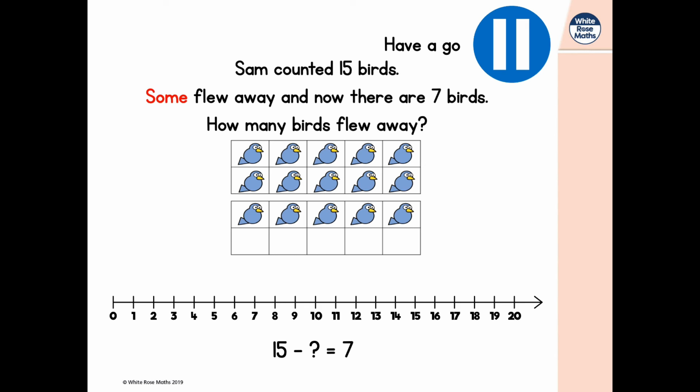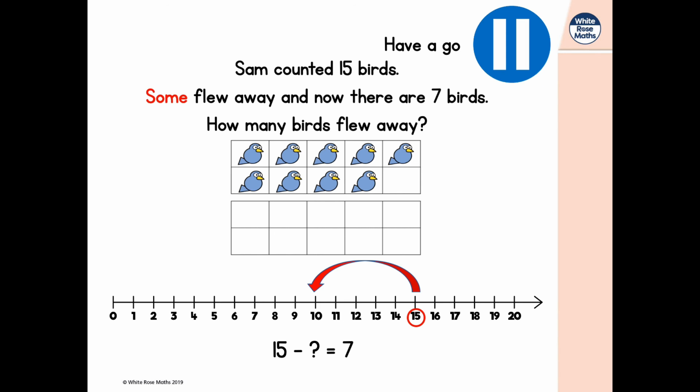Now, let's begin on our number line. Our start point is 15, the number of birds that Sam counted. Now we know that some flew away, and eventually we need to get all the way down to the number 7. The first thing I did was show 5 birds flying away. Why? Because I'm going to show one jump on the number line, a jump of 5 all the way back to 10. But that's not enough. We have to get all the way back to the number 7, because that's how many birds are remaining.